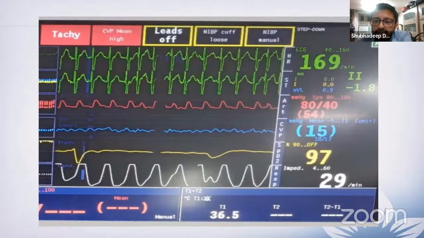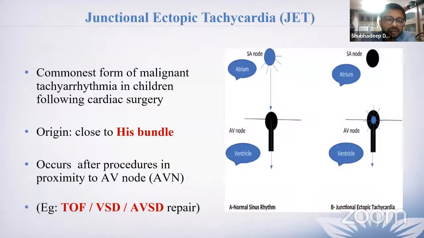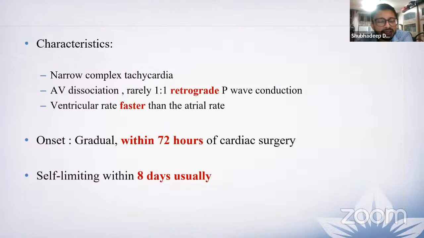As I said, junctional ectopic tachycardia is the commonest form of malignant tachyarrhythmia in children following cardiac surgery. It originates close to your AV node, close to your His bundle, and it occurs in procedures done around the AV node, like tetralogy of Fallot, VSD, AVSD, etc. How is it characterized? It's a narrow complex tachycardia. It has AV dissociation, and rarely we can see retrograde 1:1 P wave conduction, and your ventricular rate is faster than the atrial rate. Because it's an automatic tachycardia, the onset is gradual and it occurs within 72 hours of cardiac surgery, but mostly it's self-limiting. However, the patients can become very sick, so within this period of time we have to institute a good amount of supportive treatment.